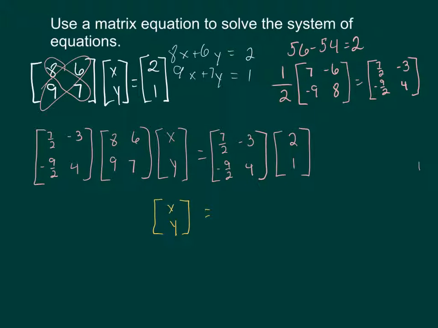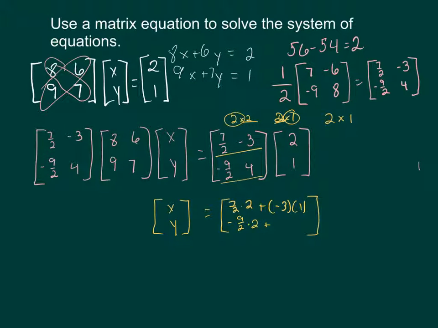So over here to multiply, again, we have a 2 by 2 and a 2 by 1. These are the same. So our answer is going to be a 2 by 1 again. So 2 rows, 1 column. So for the first row, we multiply our first row by our column. So 7 over 2 times 2 plus negative 3 times 1. And then for the bottom row, do the bottom row times the column. So negative 9 over 2 times 2 plus 4 times 1.